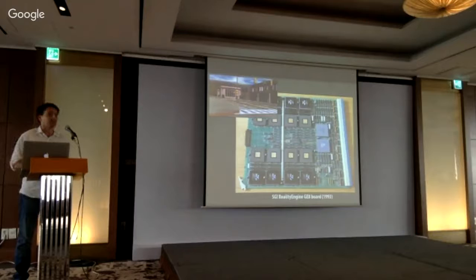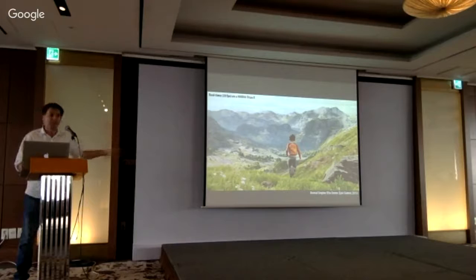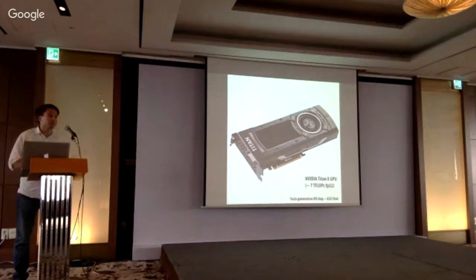Well, this is an image that a good game developer can render today. This is a screenshot running on the Titan X. This can be rendered at 30 frames per second if you want to pay NVIDIA $1,000 for the GPU. The Titan X has about 7 teraflops of FP32. This is essentially the same compute architecture that's powering the United States' fastest computers right now, more or less.